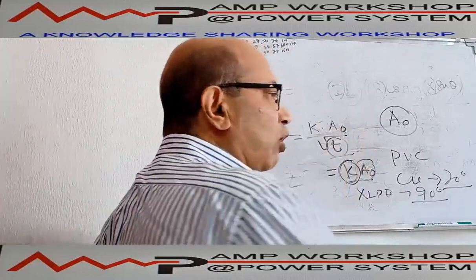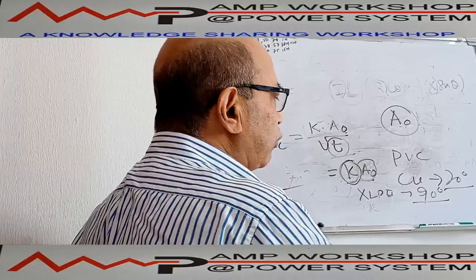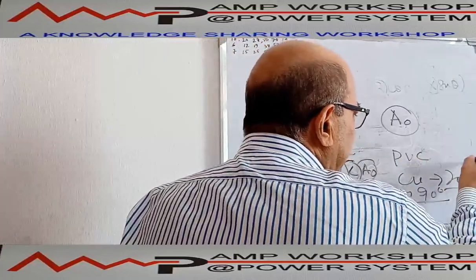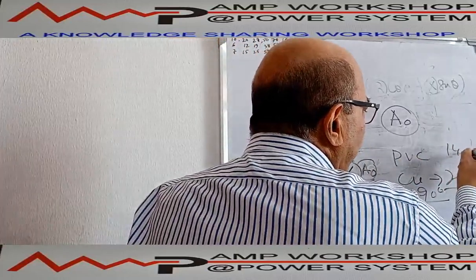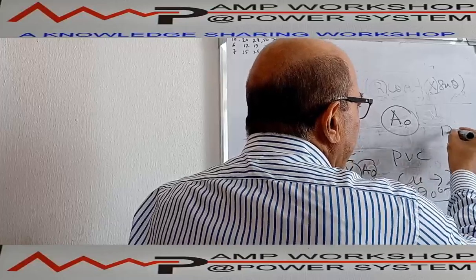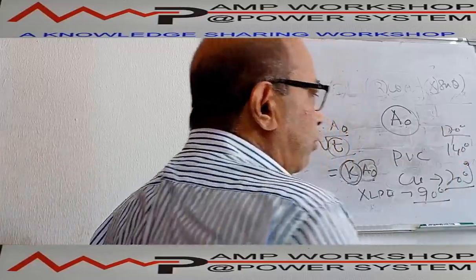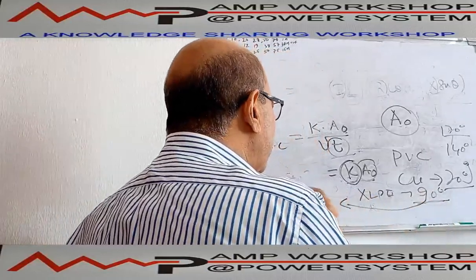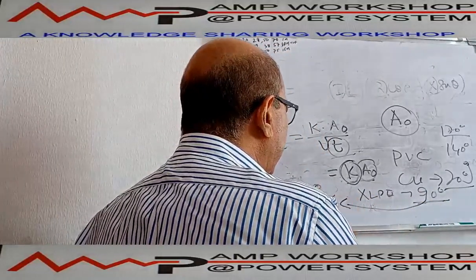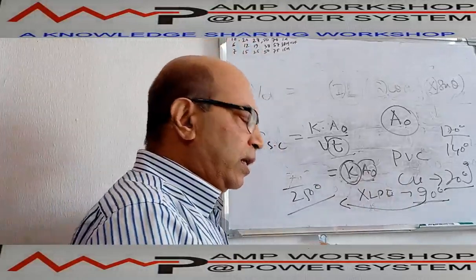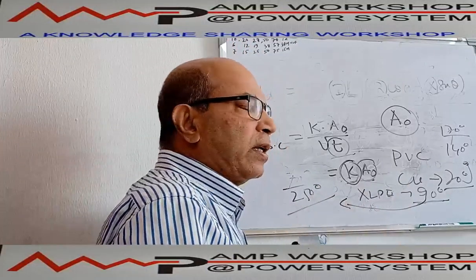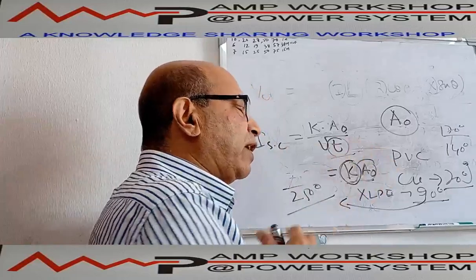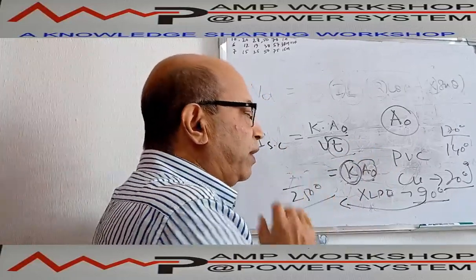But when there is a short circuit in the cable, the corresponding temperature for PVC goes to either 140 degrees or 170 degrees. There are two grades, 140 degrees or 170 degrees. And XLPE cable goes from 90 degrees centigrade to 250 degrees centigrade. Under short circuit condition, the temperature withstand capacity of XLPE cable is very high. It is 250 degrees centigrade.